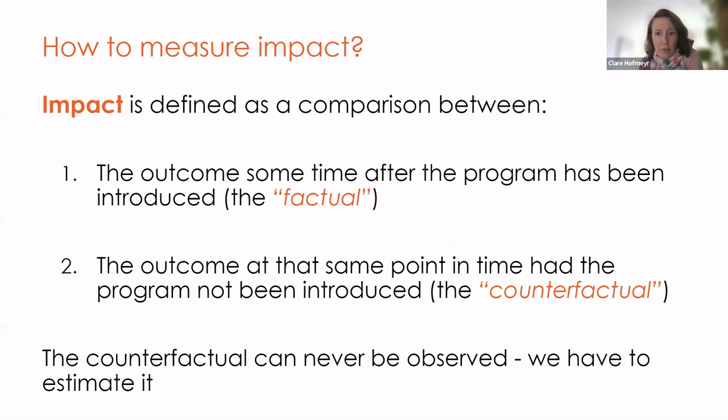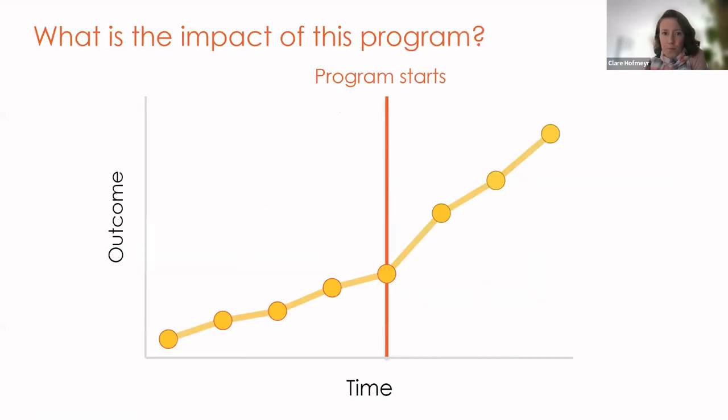This might seem obvious, maybe it's not. The reason is because time only moves in one direction. We can't go back and see what would have happened to those same individuals had we not delivered the intervention. That is the true counterfactual, the same individuals without the intervention. In impact evaluation, whatever method you use, you are trying to estimate the counterfactual. In other words, you're trying to come up with your best guess as to what would have happened to those same people if the program had not been implemented.